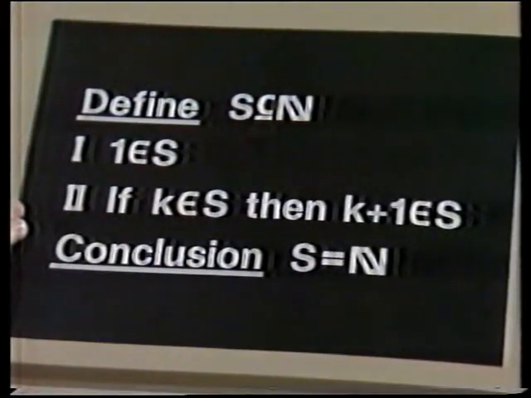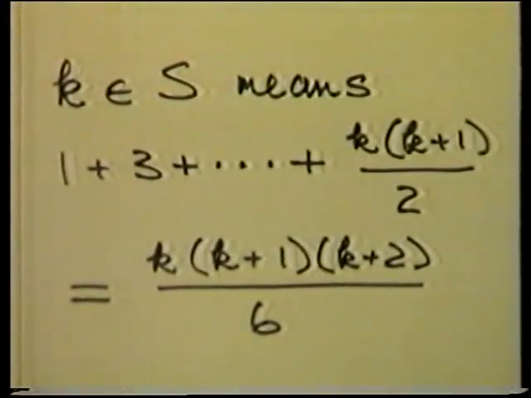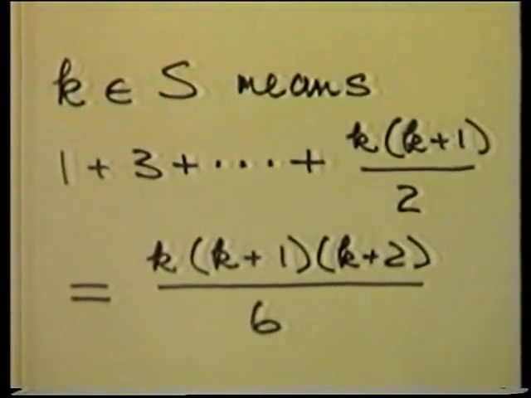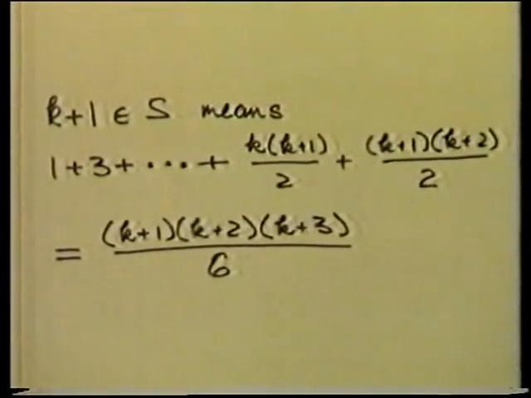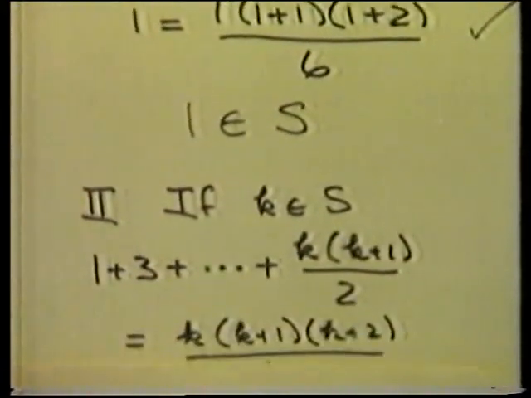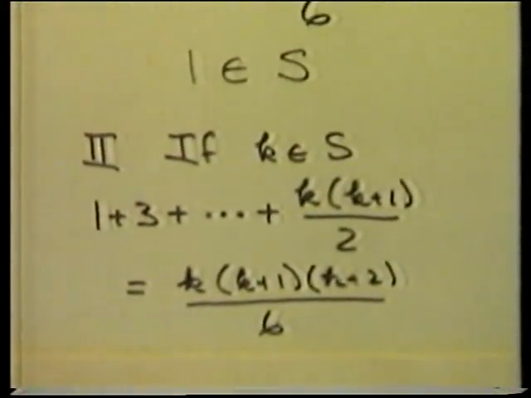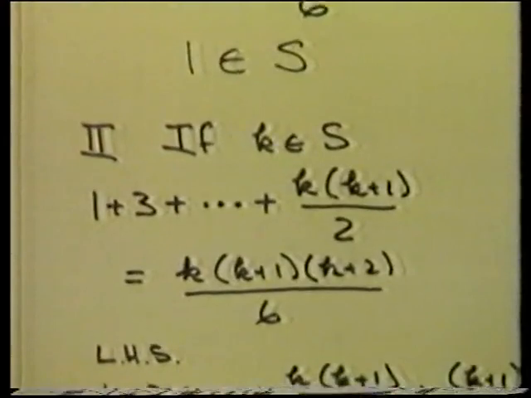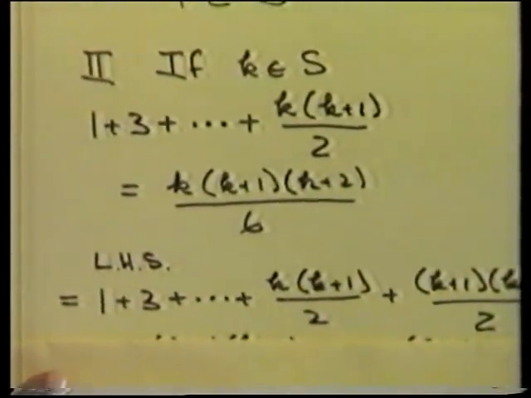Replacing n by k tells us that k belongs to S means this. And replacing n by k plus 1 tells us what k plus 1 belongs to S means. Here it is. As in the previous case, the left-hand side contains just one more term than that for n equals k. So if k belongs to S, I can say this. That's the induction hypothesis.